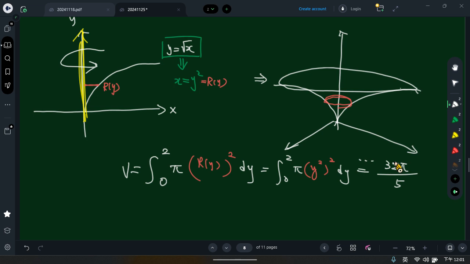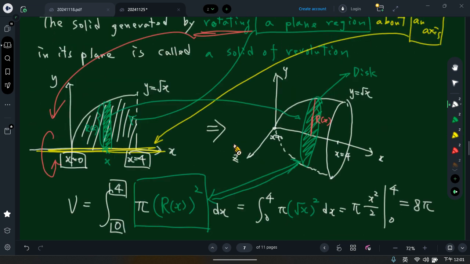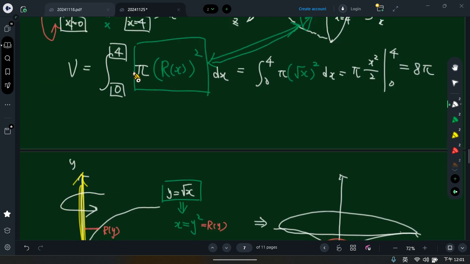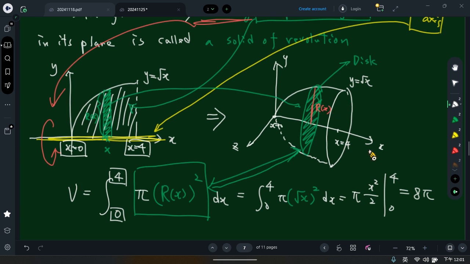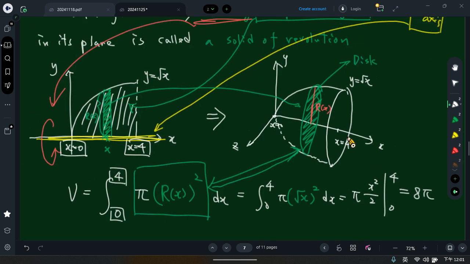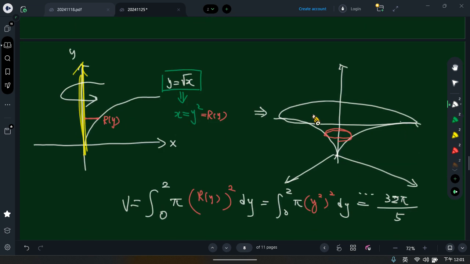So you can just make a comparison between this shape and this shape. If the rotation axis is x, it will go to this shape of the solid. But if the rotation axis is the y-axis, the shape will look like this one, right? So the final result is different. This is just like a bullet, and this is just like this shape.